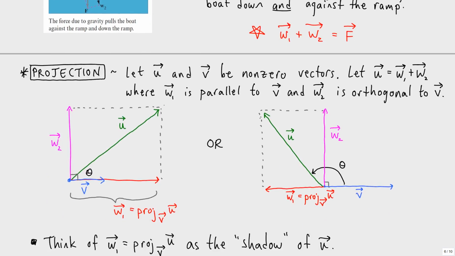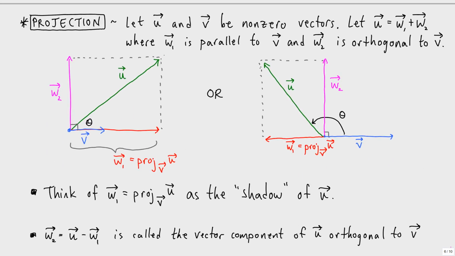So with that in mind, let's discuss what a projection is. All right. So we're going to let vector u and vector v be non-zero vectors. So they're not the zero vector. They actually have a magnitude. We're going to have u be the sum of two other vectors. So it's kind of like the resultant vector. So we've got W1 plus W2 is going to equal u. So in my first picture, here's W1, here's W2. You add them together, you get u.